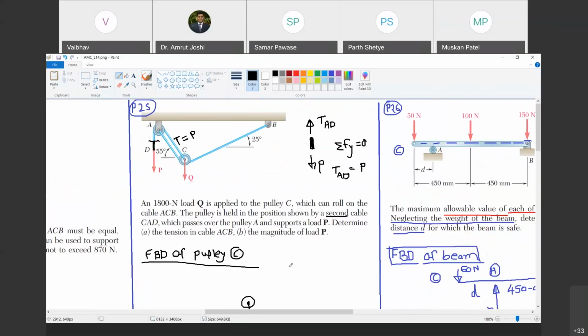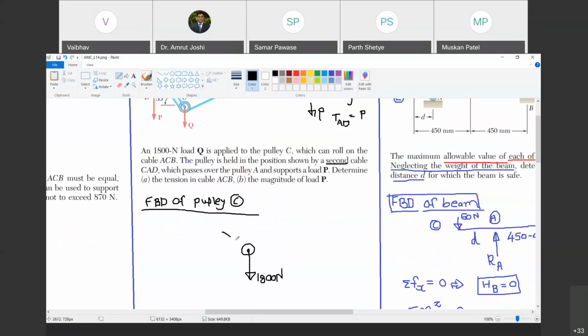Now there is going to be tension in string AC, and there is going to be tension in string CB. Those two tensions will be the same, because the string is passing over a frictionless pulley. So the tensions will be the same. Do you agree with me?